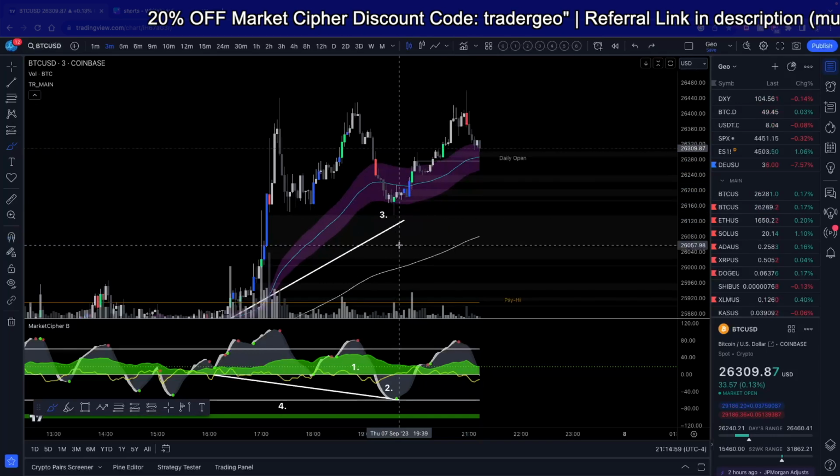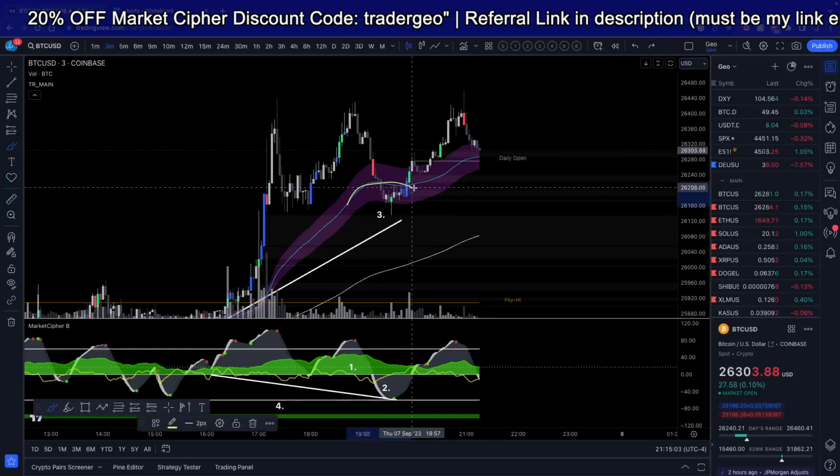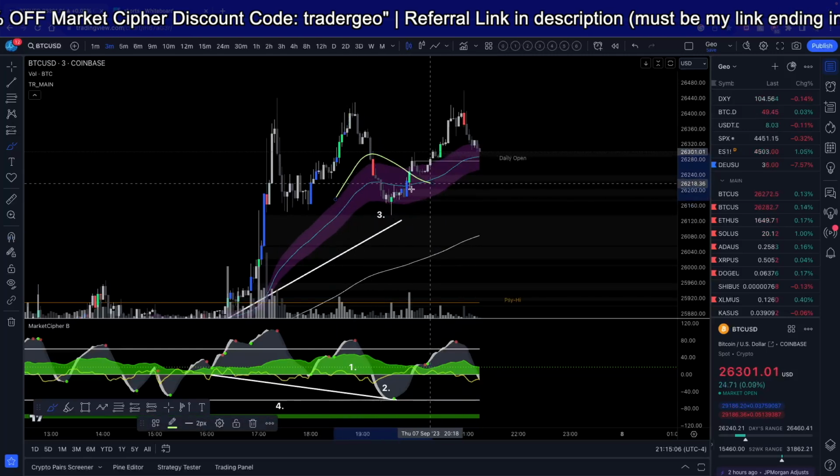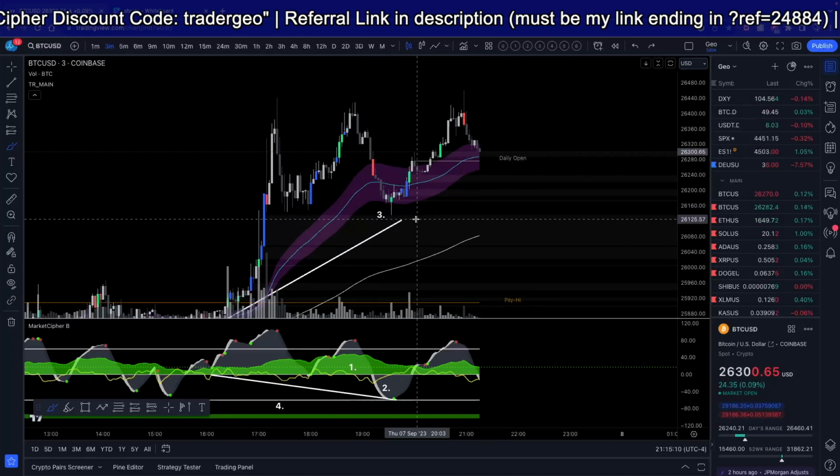This cloud acts as a support and resistance. So don't think of the 50 EMA necessarily as just a line. Think of it as an area, okay? Also, very important when it comes to the cheat sheet entries.